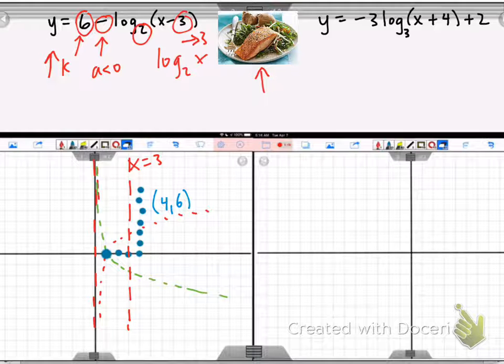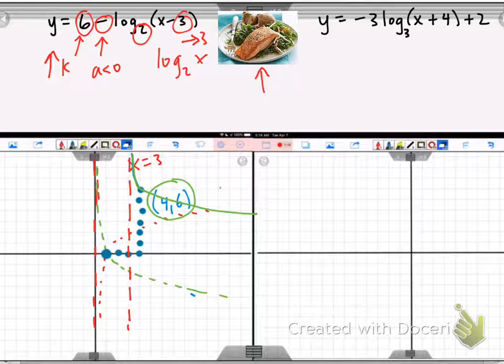Remember, we moved the green graph. We already reflected about the x-axis. We moved the green graph right 3, up 6, and so we draw the green graph. It's supposed to be green. So we're going to draw the log graph just like that. And there again, we have our key point, 4, 6.